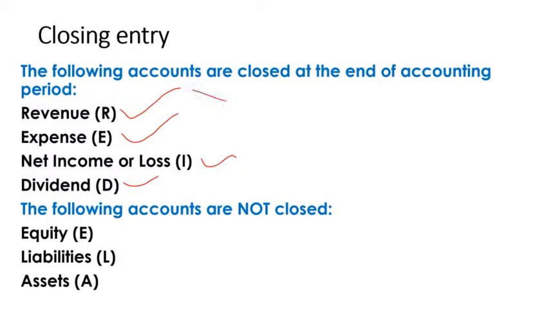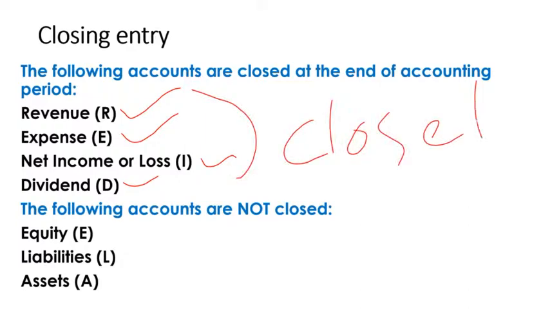These accounts are closed at the end of the accounting period, and these accounts are not closed. In short, they are called ELA. ELA accounts, meaning equity, liability, and assets, they are not closed. Have that in mind. So never ever try to close any equity, meaning capital, or liabilities or assets accounts.